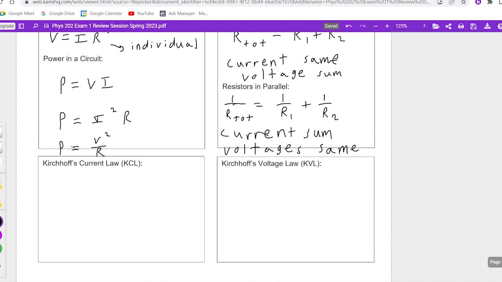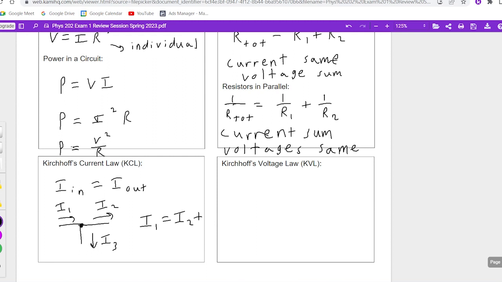Now, KCL, Kirchhoff's current law. This simply says that the current going in must equal the current going out. So in other words, if I quick draw up an example, and I have three currents here. Let's call them I1, I2, and I3. Then all the currents going in, which is I1, must equal the currents going out, which is I2 plus I3. And that's how you use KCL, Kirchhoff's current law.